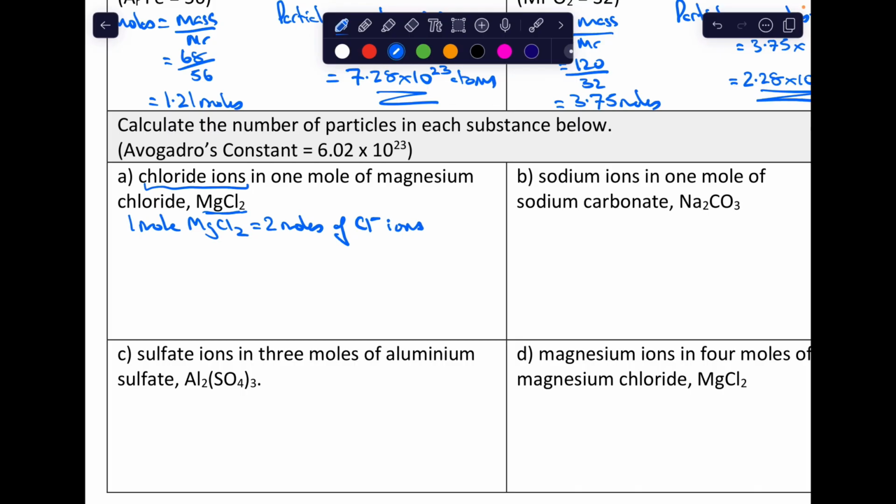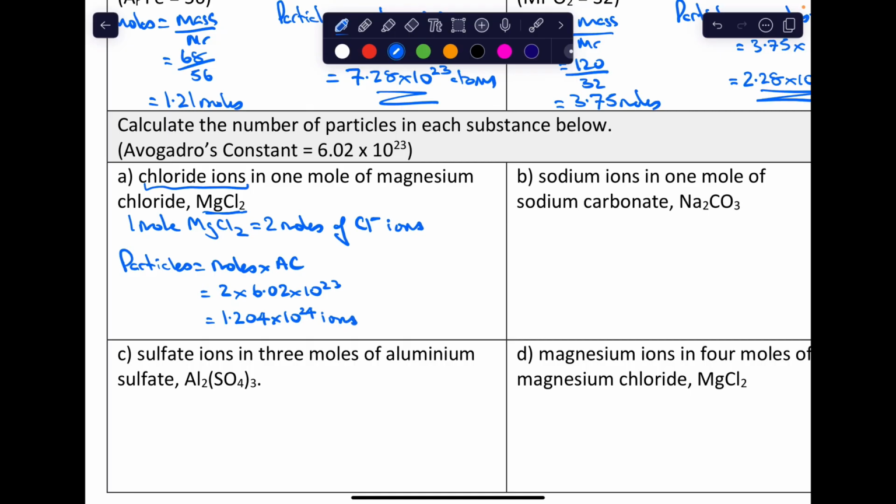So what I need to do now, and I've got 2 moles of chloride ions, I want to work out the actual number of ions, the particles. We're going to use that triangle that we used previously, and that triangle is that the particles is equal to moles times Avogadro's constant. So the moles we just said is 2. Avogadro's constant is 6.02 times 10 to the power of 23. So that's going to be 1.204 times 10 to the power of 24. And that example is ions.